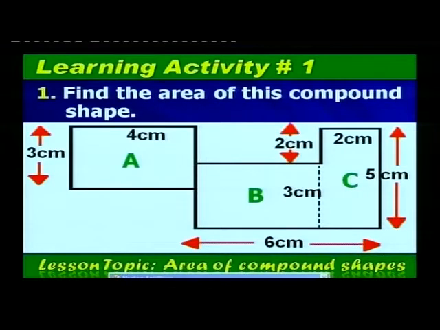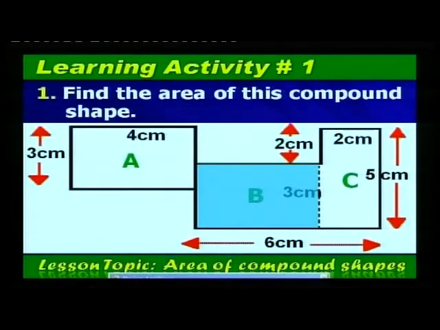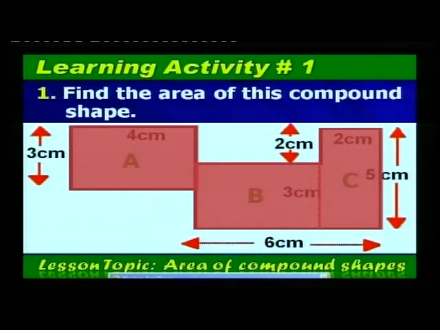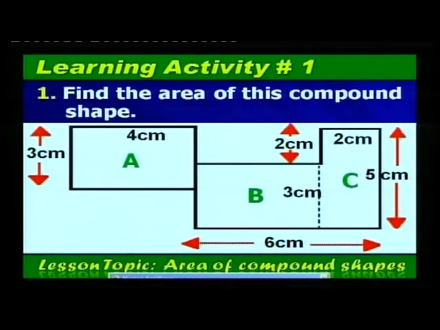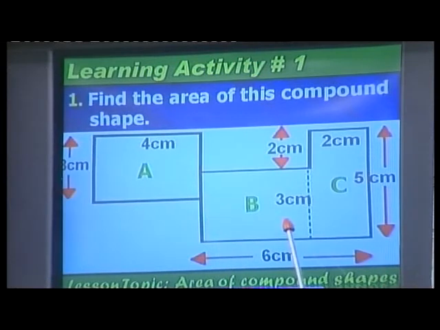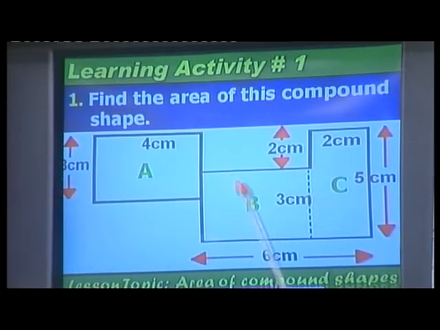It says, find the area of this compound shape. Class, we should now be looking at the screen to see how the shape looks. A compound shape is what is shown on the screen now. This can be one example of a compound shape. You have this shape here, area A, and you have another shape here, B and C. These three shapes can be joined together. Area A has its own measurement, area B has its own measurement, and area C has its own measurement also.